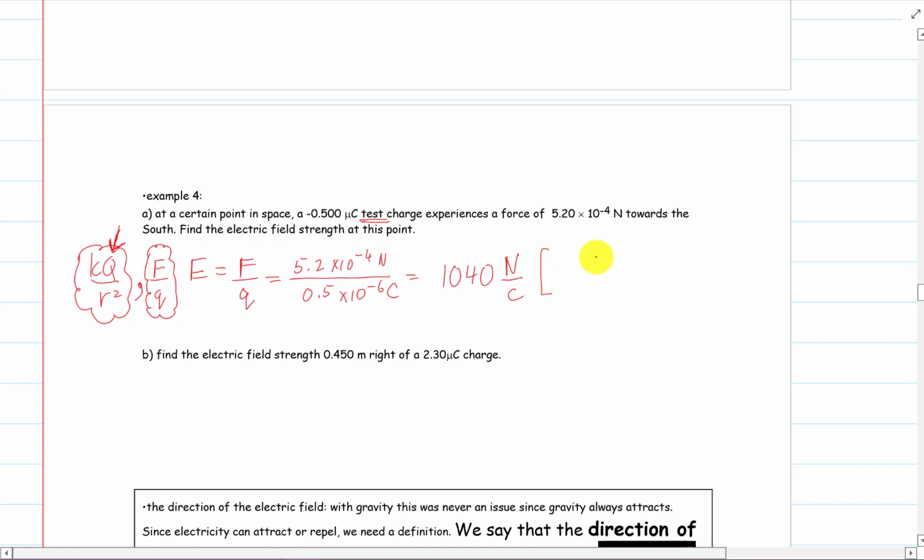Now, it will have a direction. We're not putting that in yet. Right now, we're just doing the scalar. This big box coming up here is going to tell us all about the rules for direction.